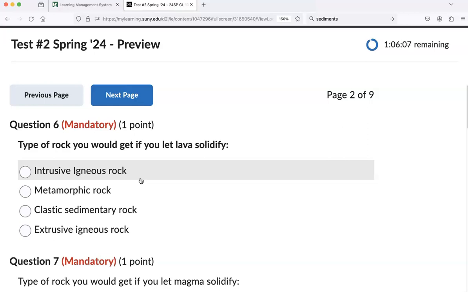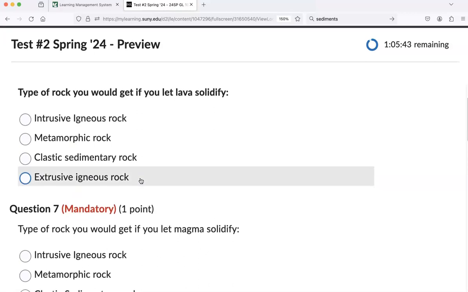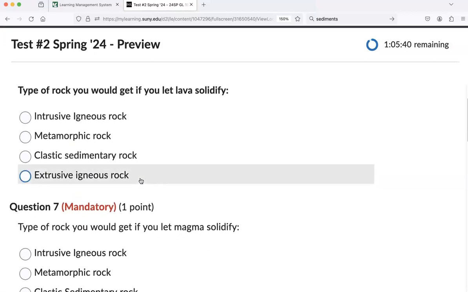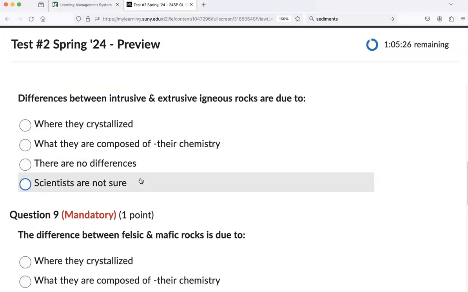All right, so we're kind of belaboring the point, and I didn't mean to confuse you guys by putting so many questions more or less about the same stuff. But I really wanted to make sure you got the connection between where this stuff cooled and what kind of rock it made and the crystals, because the crystals are really what tell us what type of rock it is and so on and so forth. So, again, if we let lava solidify, intrusive, extrusive, what is it? Extrusive. If you let magma solidify, intrusive, and then I think we've got the grain size questions coming up.